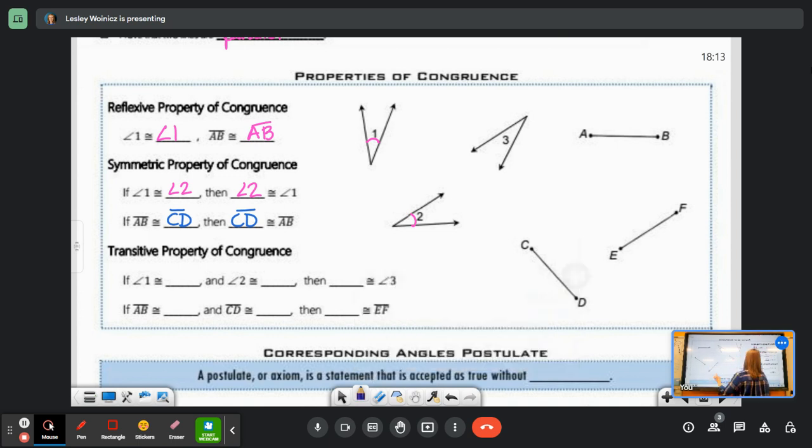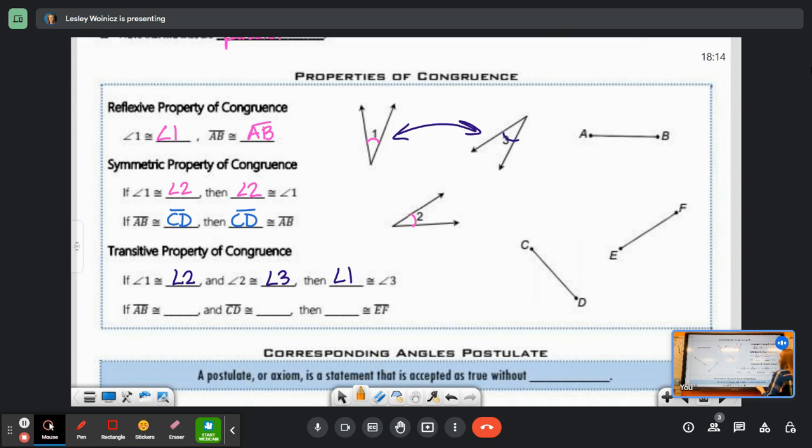All right, next is, this one's my favorite. This is the cool one. This is the transitive property of congruence. Okay, so if angle 1 is congruent to angle 2, and angle 2 is congruent to angle 3, then angle 1 has to be congruent to angle 3. Right? Because they're all congruent. Well, duh.